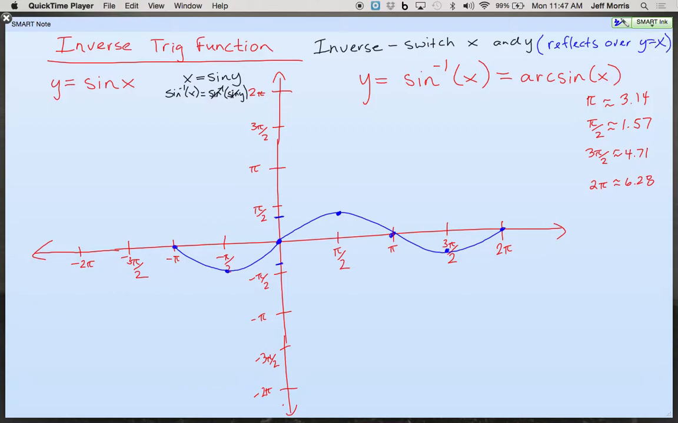It reflects over the line y equals x. You need to know that. That's big time. Okay, so it reflects over y equals x.